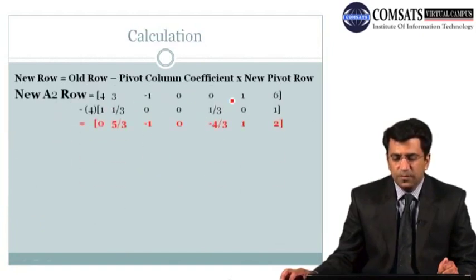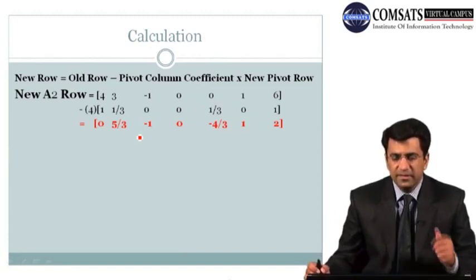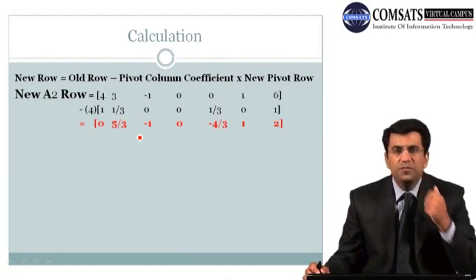Now this is the old row minus 4, that is the pivot column coefficient, into the new pivot row, that is 1 1 by 3 0 0 1 by 3 0 1, which we have just computed. So our new A2 row will become 0 again. How does 0 come? 4 minus 4 multiplied by 1, it will be 0. Then 3 minus 4 multiplied by 1 by 3, this will become 5 by 3. So class, it is always better to solve these values as a rough work to avoid any sort of miscalculations.